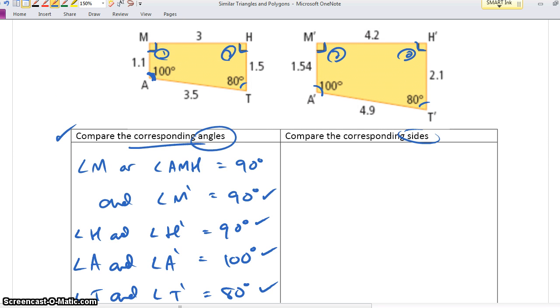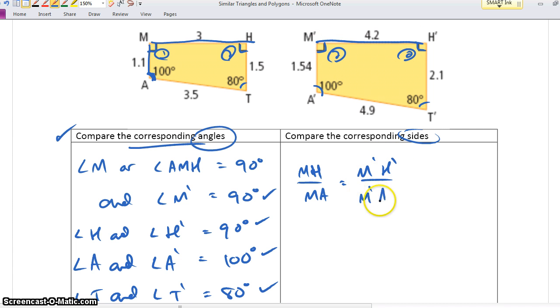We're going to compare the corresponding sides here, and we're looking for proportions, right? We're looking for sides that are proportional. So if we talk about MH and MA for a minute, MH over MA should be proportional to M prime H prime over M prime A prime. And if we put in our numbers, 3 over 1 should be proportional to 4.2 over 1.54.